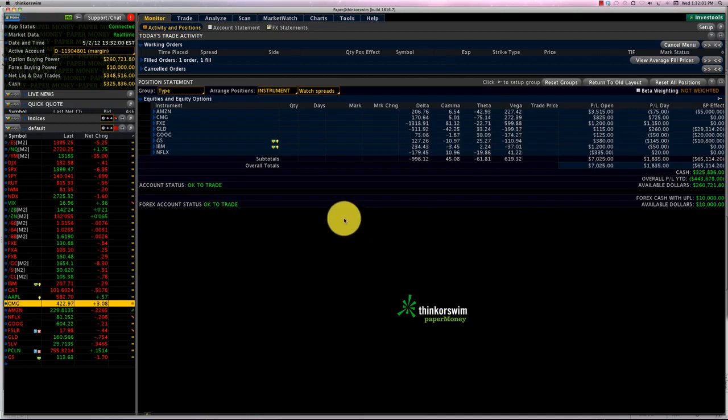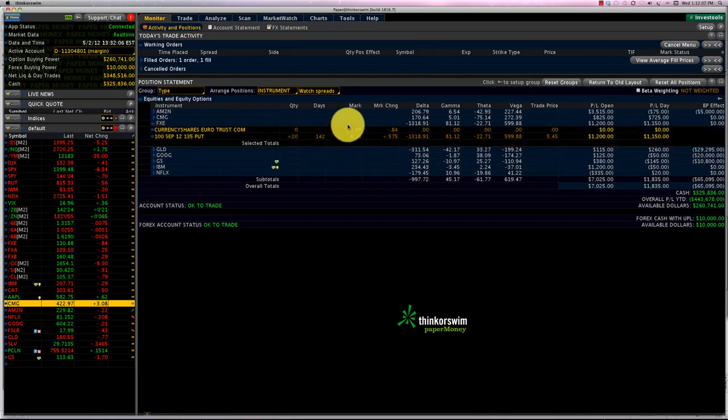Welcome back to the trade on the FXE. The FXE is the Euro ETF, and we put this trade about 5 days ago. And what we did was we bought a long put. So we bought 20 contracts of the long put at the 135 strike price, and we gave a lot of time for our trade. There's 142 days to expiry.